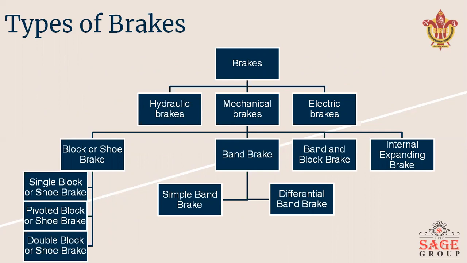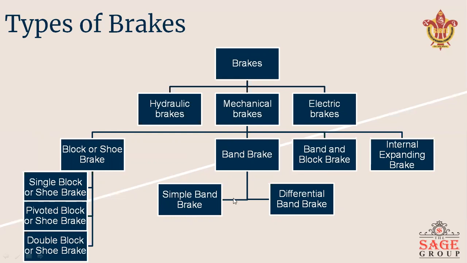So mechanical brakes are further divided into four: block brake, or we can say shoe brake; second, band brake; then band and block brake; and internal expanding brake. The block brake or shoe brake is further divided into three: single block brake, pivoted block brake, and double block brake. And band brake is also divided into two: the first one is simple band brake and the second one is differential band brake.